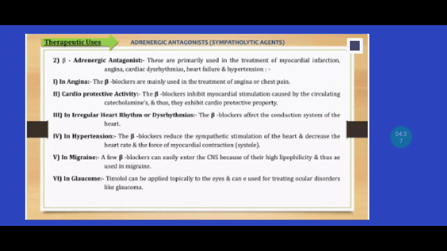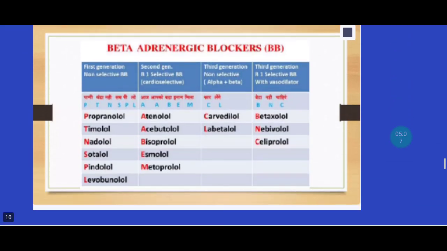And next, we will see the therapeutic uses of the beta adrenergic antagonist. It is primarily used in the treatment of myocardial infarction, angina, cardiac dysarrhythmias, heart failure, and hypertension. So it is used in angina. It is used as cardioprotective in irregular heart rhythms or dysarrhythmias, in hypertension, in migraine, and in glaucoma. Next, we will see the beta adrenergic blockers.